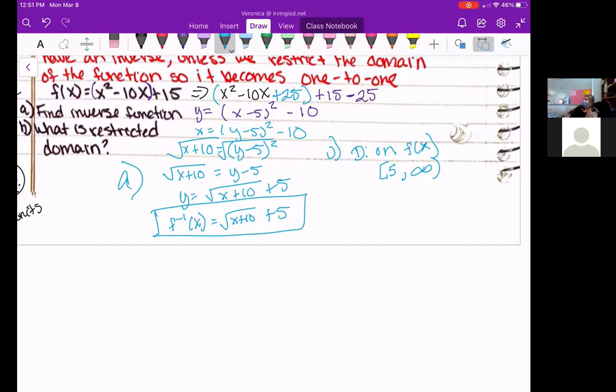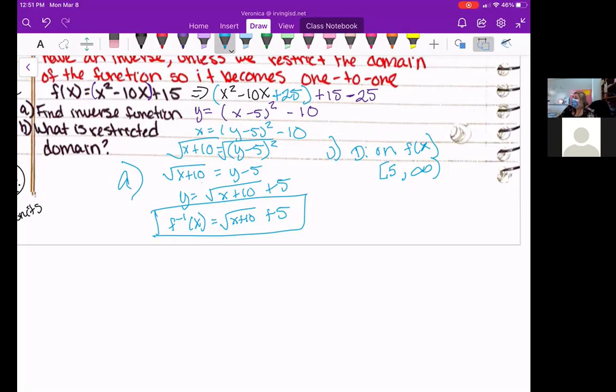I know it sounds a little weird, right? But it's like rules, you know? Now, if I didn't say that and I didn't tell you, hey, restrict the domain from 5 to infinity, then they're not inverses of each other. Because from the graph, hopefully y'all can see why you have to restrict the domain.